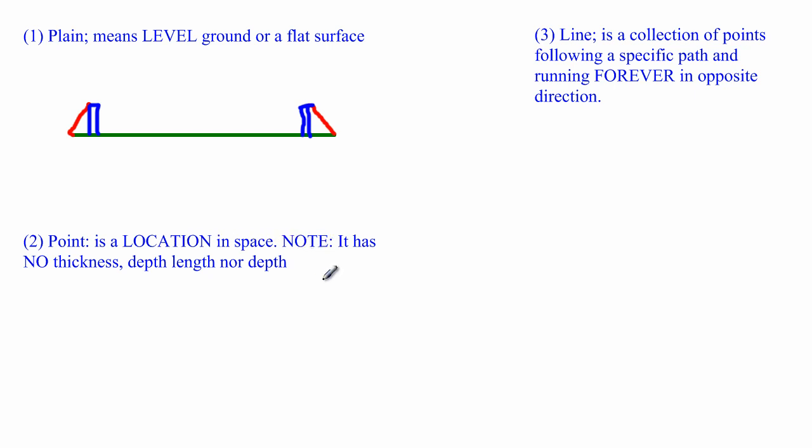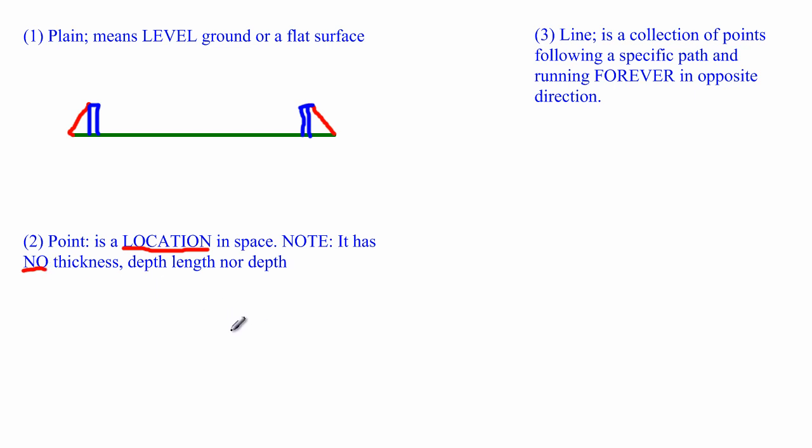Now, a point is a location in space. Note, this is very important, that a point has no thickness, no depth, no length. Remember now, guys, a point is something that we cannot touch. It is simply a location, and let me underline that very important word. It has no thickness, so you can't touch it, you can't lift it up, you can't measure it.